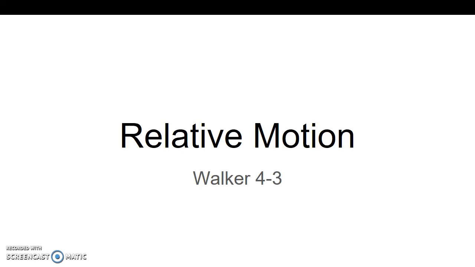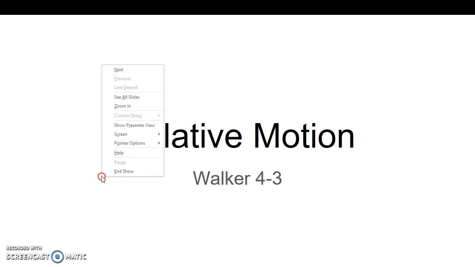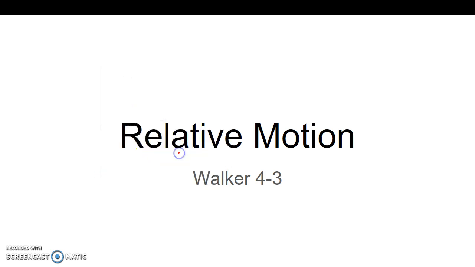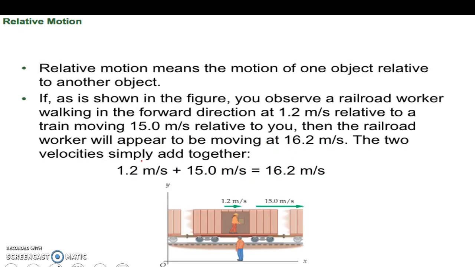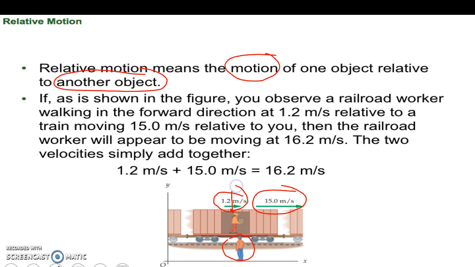Alright, so last thing to discuss will be relative motion and what that means. So it's how we look at how the motion of one object compares to the motion of another object. So for example, if you're standing here and you see this guy walking and the train's moving 15 meters per second that way. The guy's walking 1.2 meters per second in the same direction.